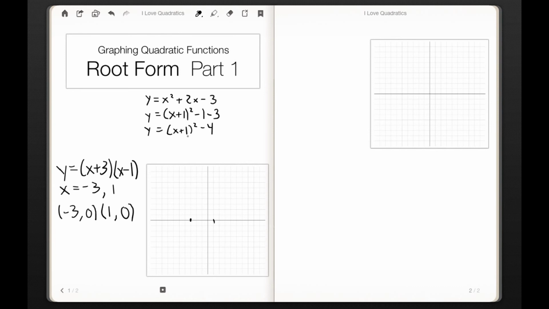And so the vertex is the opposite sign of this number and the same sign as this number for x comma y. So it's negative 1, negative 4. So we can plot that point, and that is the vertex. That is where this graph starts. And now, just using those 3 points, we can get a very good idea of what this parabola looks like. We can see that the curve is going to go in that direction, connecting all 3 of these points. It's going to look something like that.